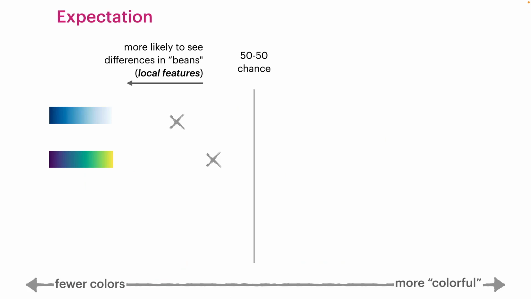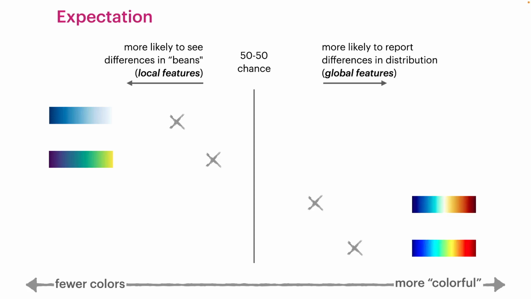So according to our hypothesis, we would expect that participants will be reporting more local targets when the visualization is less colorful. In other words, we expect to see attentional bias towards local features. Conversely, when we use a more colorful design, we would expect to see a high percentage of global targets. Those are the targets that vary in their underlying distribution.